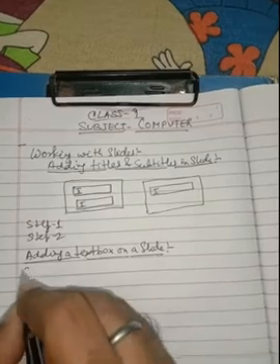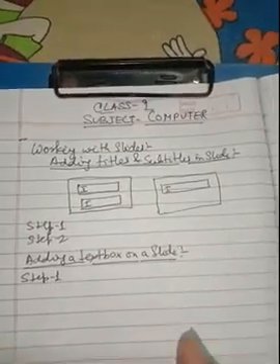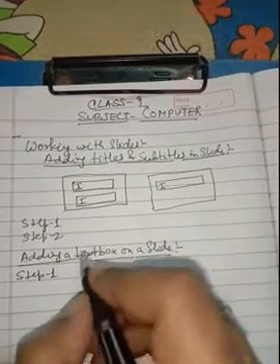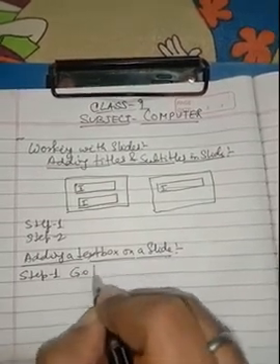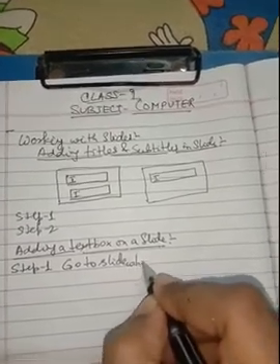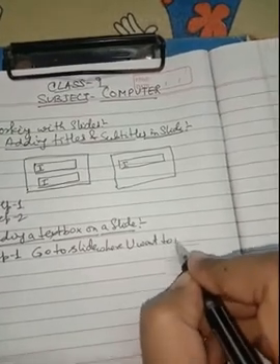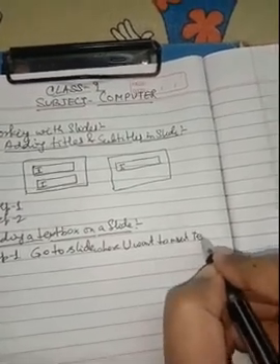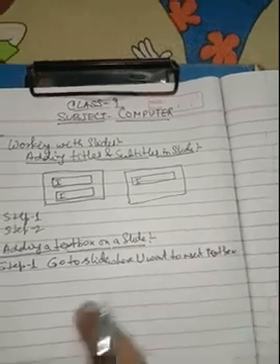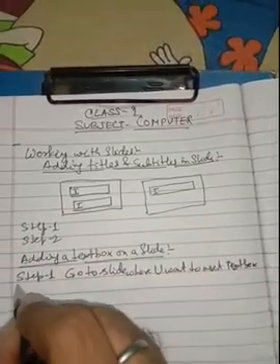Step 1 is to go to the slide where you want to add the text box. So go to the slide where you want to insert the text box. So the first step is go to the slide where you want to insert the text box.